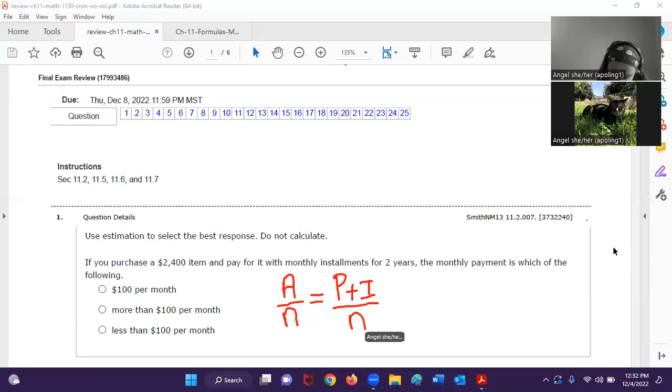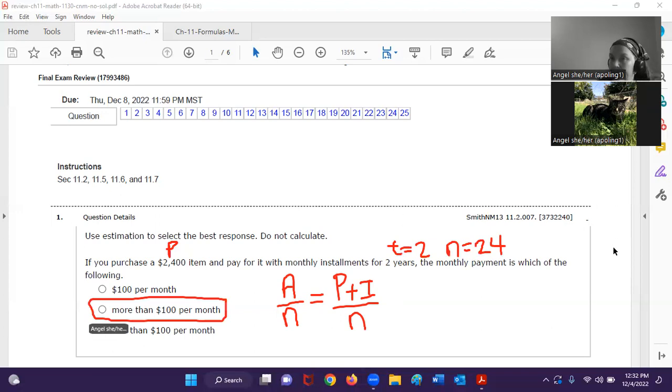And so if we have just P divided by T, where T equals 2, giving us N equals 24 months, that alone would be $100, but they're also charging us interest. So it's going to be more than $100 per month. It's going to be the $100 plus some amount of interest.